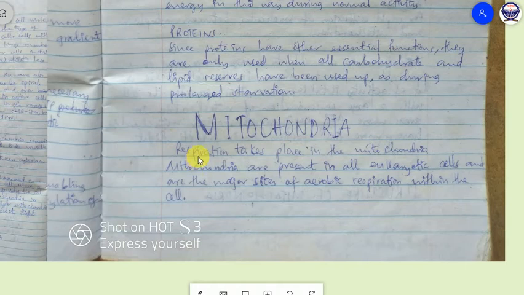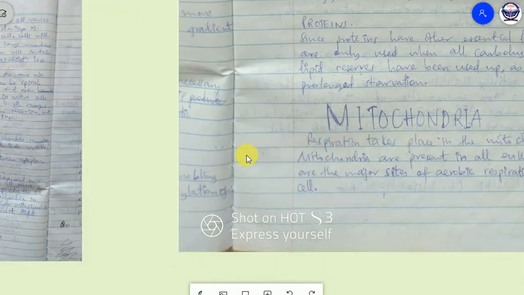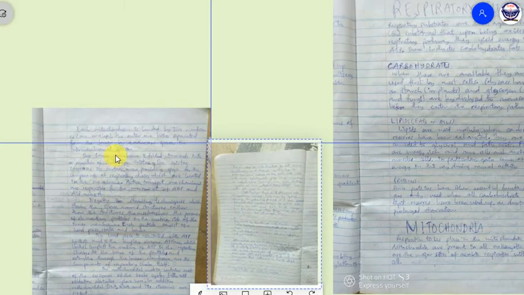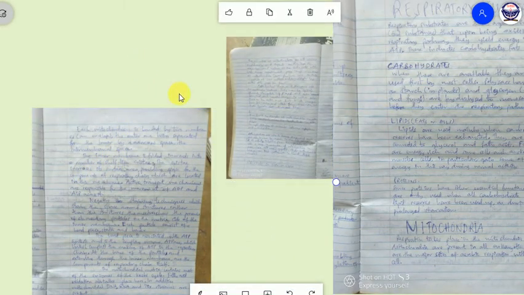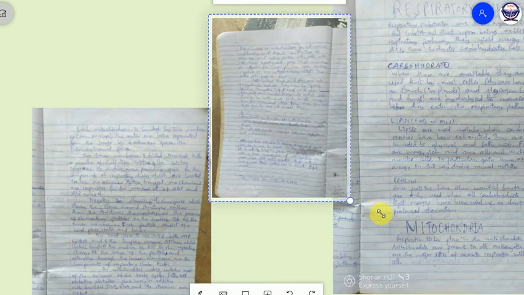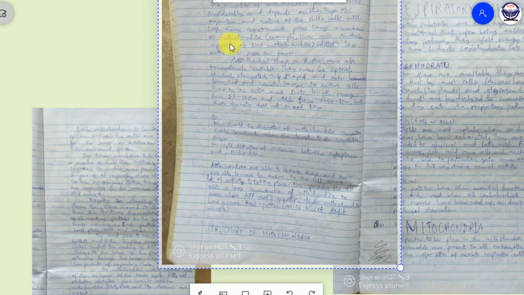So respiration takes place in the mitochondria. Mitochondria is the plural; in singular we call it mitochondrion. Mitochondria are present in all eukaryotic cells, and they are major sites of aerobic respiration within cells.